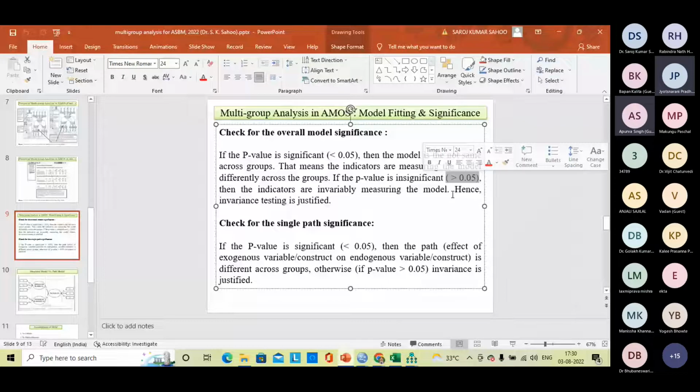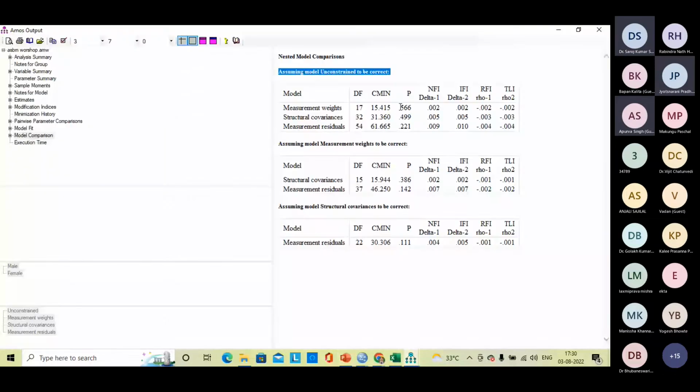So our thumb rule is what we expect. We expect more than 0.05 in order to say that the invariance is proved. We require more than 0.05. Now look at here. All the values are more than 0.05. Look at here. This value, and this value. These are all more than 0.05.